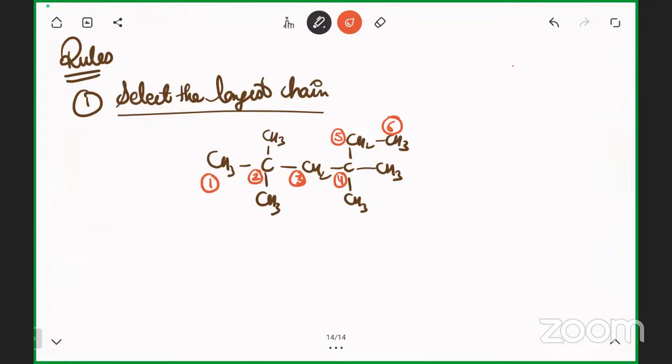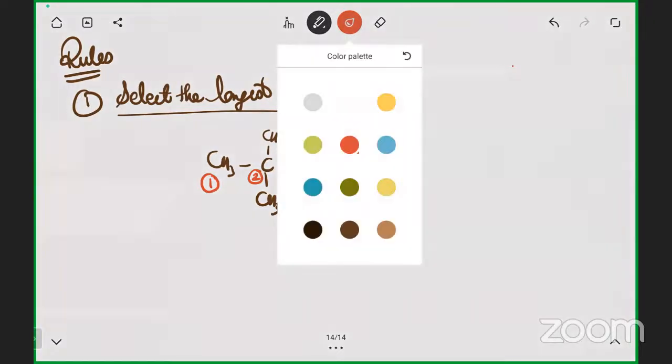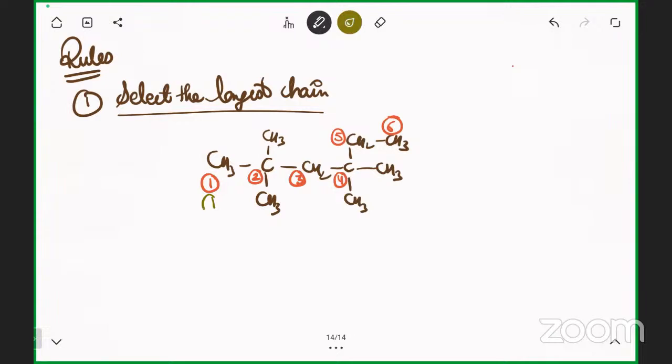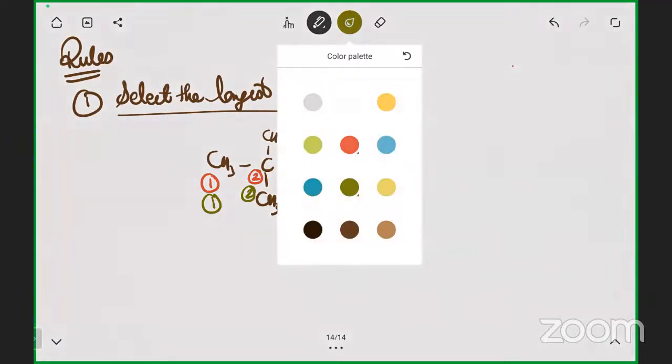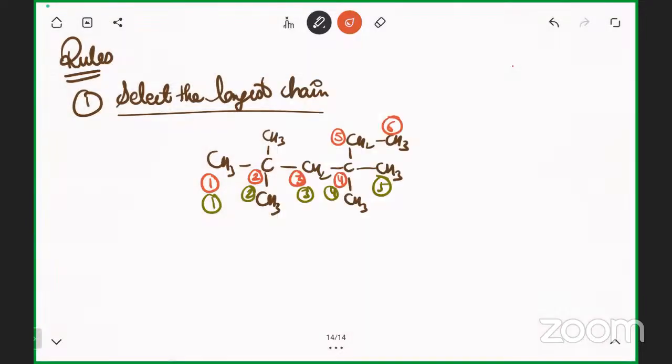If I go straight, I'm doing 2 types of counting. 1, 2, 3, 4, 5. Which one is correct, green one or red one? Red one, sir, just because the number of carbons present in the chain is more. So the first rule of IUPAC is that you have to select the longest chain. So first you have to do the longest chain.